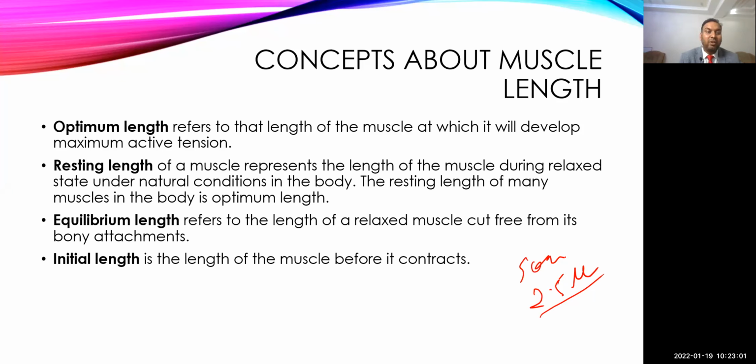The third concept is the equilibrium length. When we are growing, the muscle also grows and the bone also grows, but the bone grows a little bit more as compared to the muscle. So even at rest, the muscle is a little bit stretched. But if you cut both ends of the muscle from both insertions and allow it, it will contract a little bit. Even if the muscle is relaxed, it will reduce its length. So this is the actual length of the muscle when the ends are not tied to anything, they are free ends.